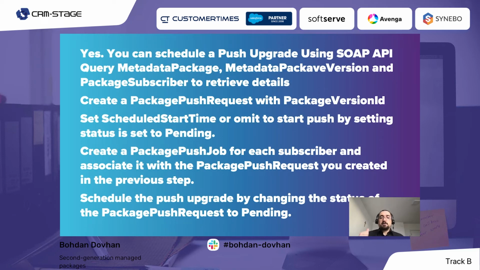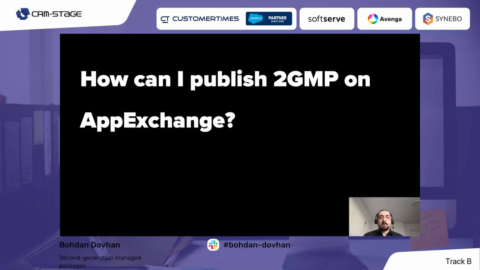Next, you need to create a package push job record for each subscriber and associate it with the package push request you created in the previous step. And finally, you schedule the push upgrades by just changing the status of the package push request to pending. Sounds simple, yeah? I think I will probably make some package or some UI for this, because it's actually a lot of work which you need to do for second generation managed packages.